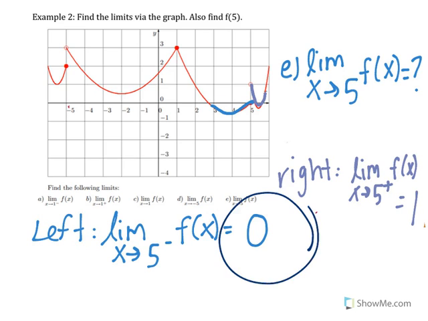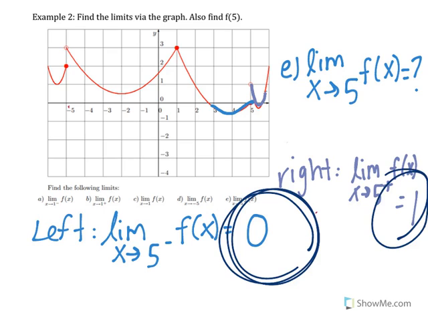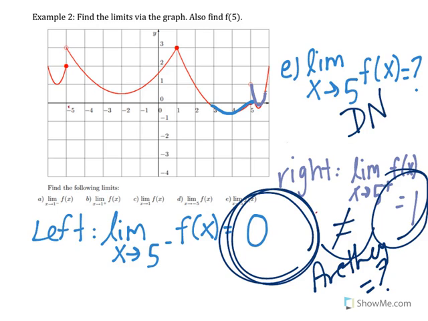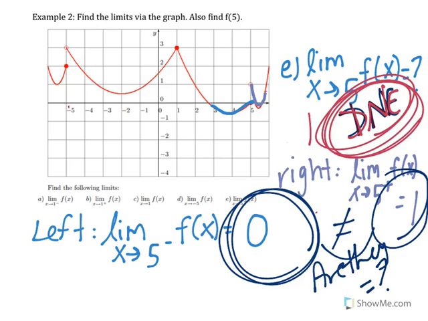Again, ask yourself, is my left limit and my right limit, are they equal? And I would say they are not equal. 0 does not equal 1, so therefore the limit does not exist. And I'm going to put that again in a different color, not that color, this one, so you can see it does not exist. So that would be my overall answer to E. Okay? It's a good habit to show this work.